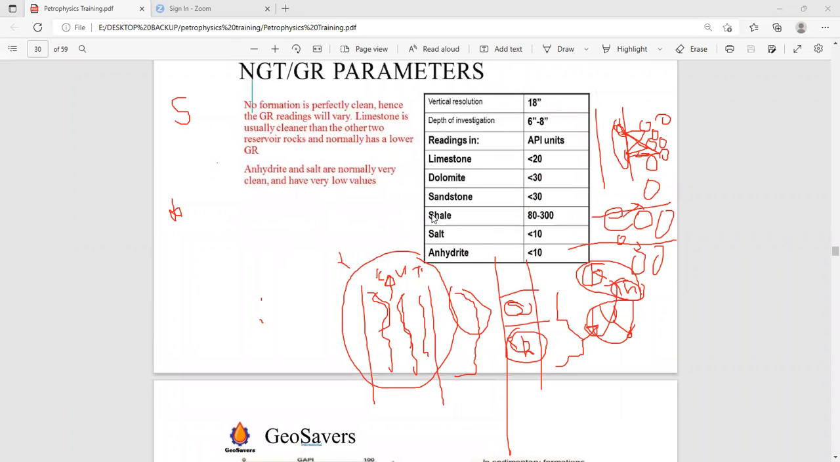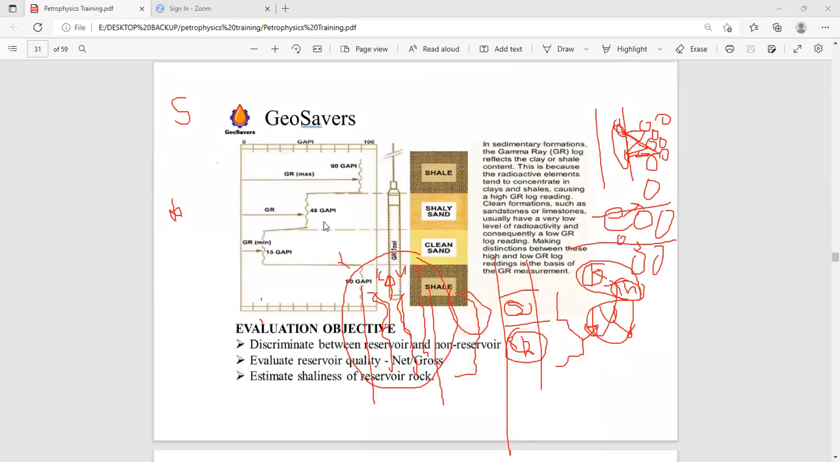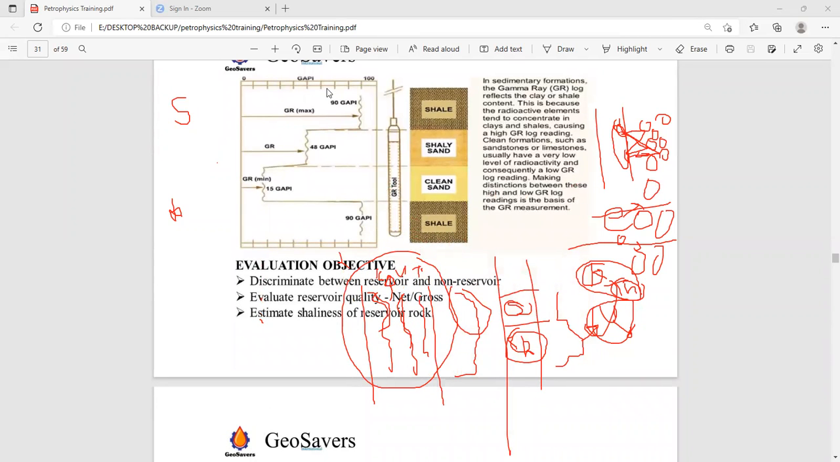All right. So on average, this is what we expect the gamma ray values of these types of rocks that we are going to encounter in the field to be. Generally for limestone it is less than 20, for dolomite less than 30, sandstone less than 30, shale between 80 and 300, salt less than 10, and anhydrite also less than 10. All right, so this is exactly what happens when we have a formation. Let me erase this so that we can see it clearly.